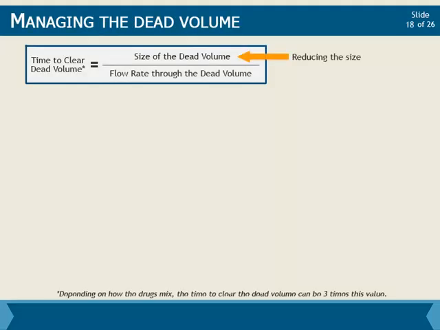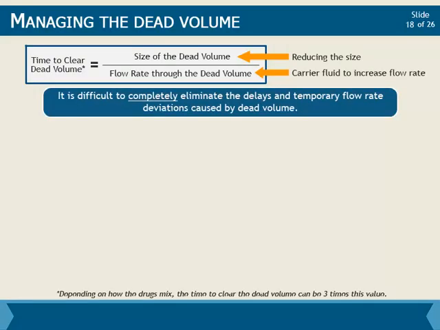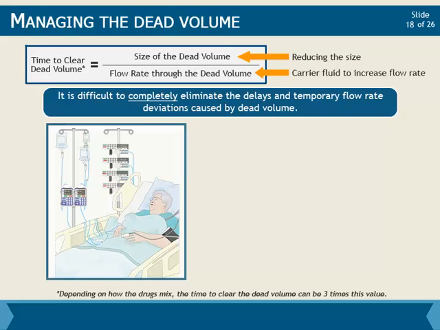Even when reducing the size of the dead volume and using a carrier fluid to increase the flow rate, it is difficult to completely eliminate the delays and temporary flow rate deviations caused by dead volume. Sometimes the only thing we can do is to be mindful that these delays and deviations will exist following a change in a connected infusion and respond accordingly.